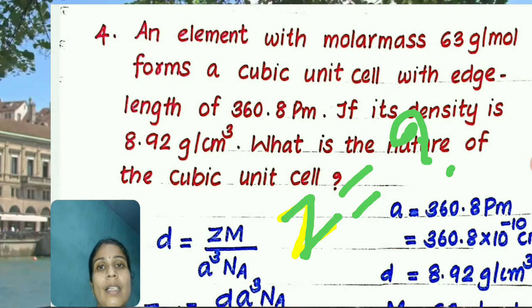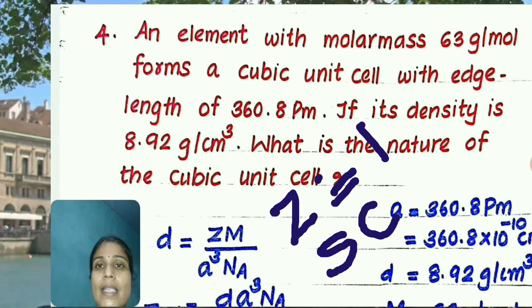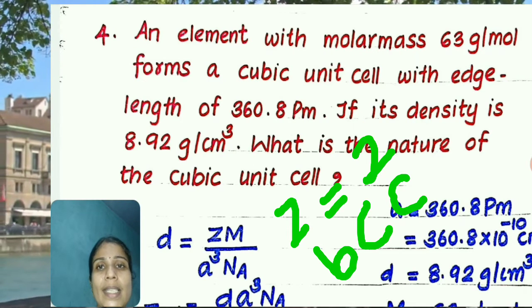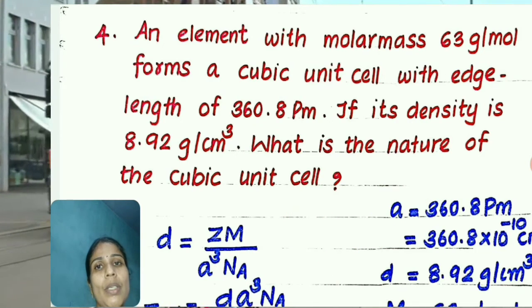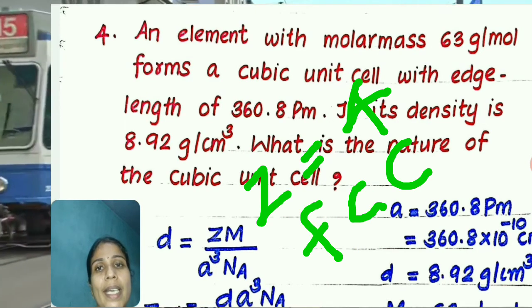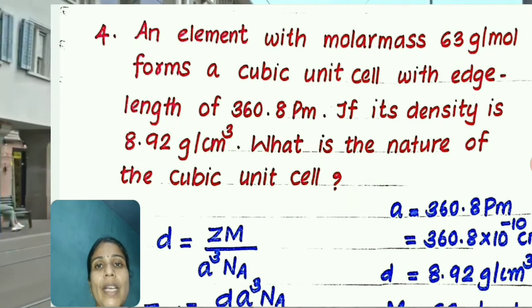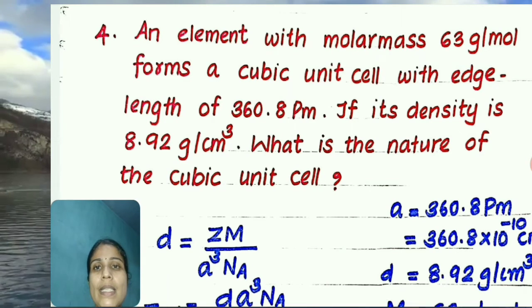That is Z. When Z is equal to 1, then we can identify that it is a simple cubic lattice. When Z is equal to 2, then we can assign it is a BCC lattice. BCC means body centered cubic unit cell. When Z is equal to 4, then we can identify it is a face centered cubic unit cell. Find out the Z value, then we can identify which cubic unit cell is present here.